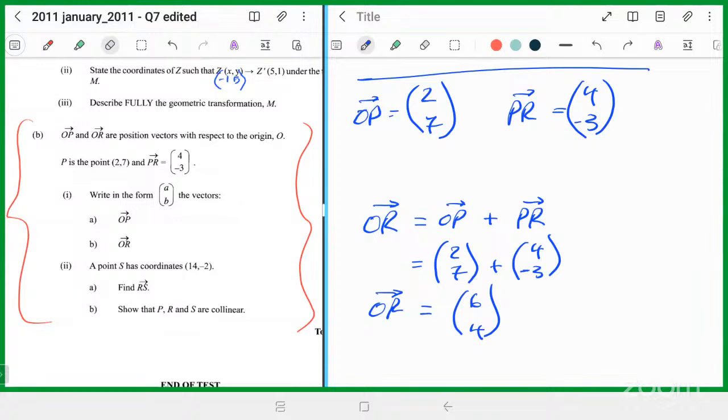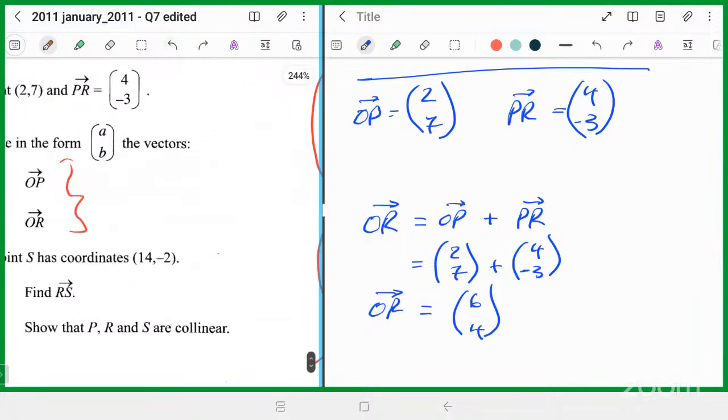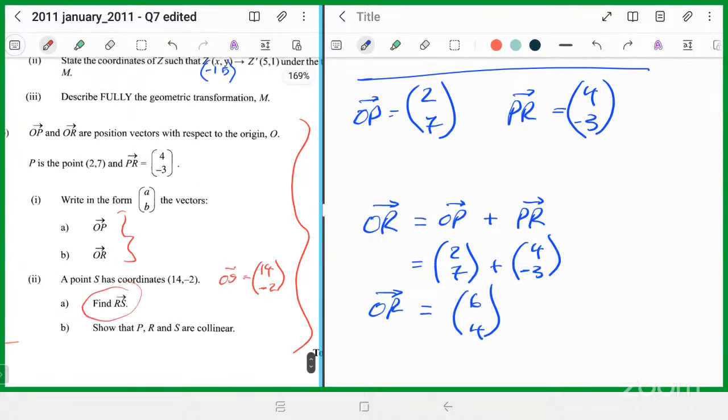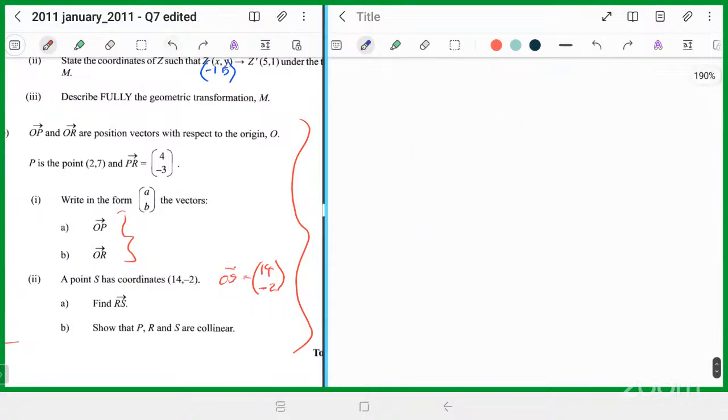So we finish these two parts right here on the question. The next part now introduces the point S. If I tell you that this is the point S, then automatically OS is 14, -2. So find RS and then prove that P, R, S are collinear. I want us to find RS first. Since we know OR and we know OS, we can find RS. Nice and easy.